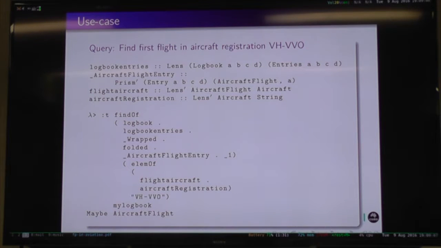The first flight in the aircraft with that registration. Again, it's a similar mouthful. The point is, I can do these queries and I can write programs that make these queries for me. It returns me a maybe flight, right? I may not have ever had a flight in that aircraft registration, so it's a maybe aircraft flight.